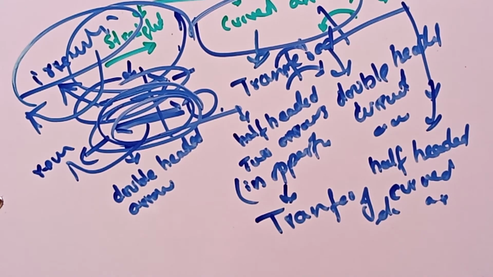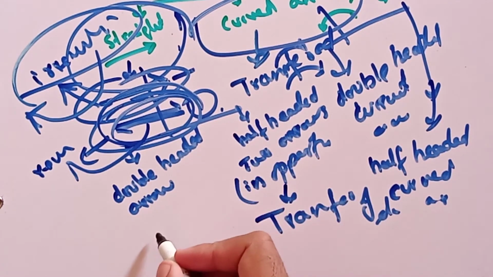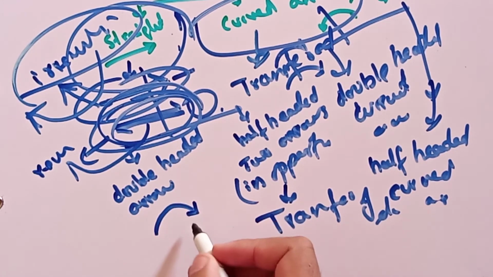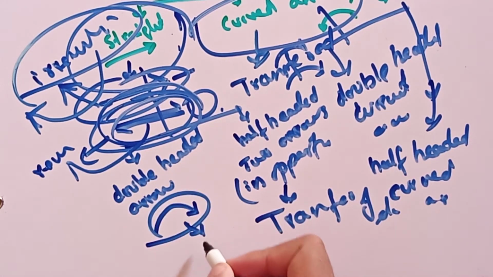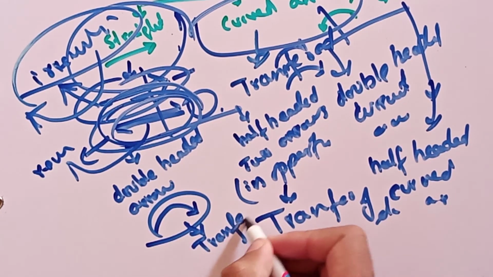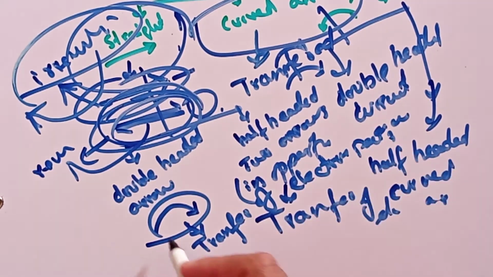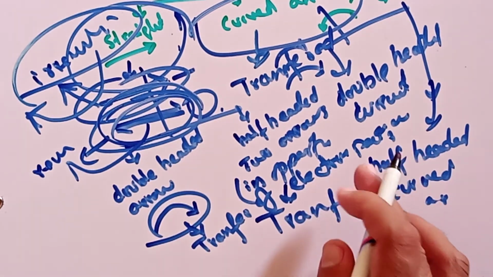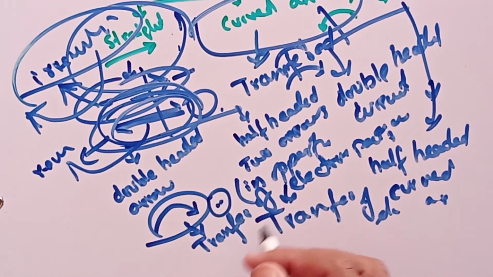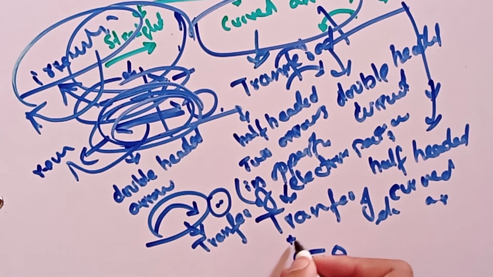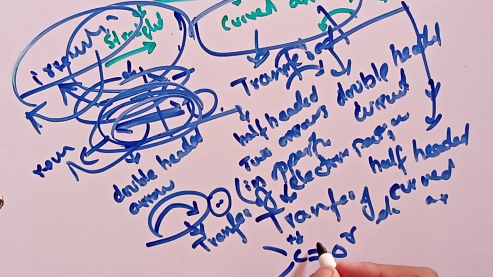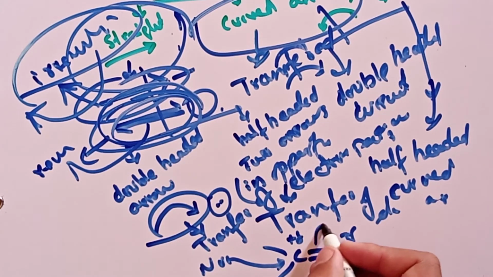The double-headed curved arrow means a transfer of electron pair, meaning two electrons will be transferred. Like in the reaction in which C double bond O, this carbon is partially positive and this oxygen is partially negative. When any nucleophile attacks this carbon, one bond will shift here.